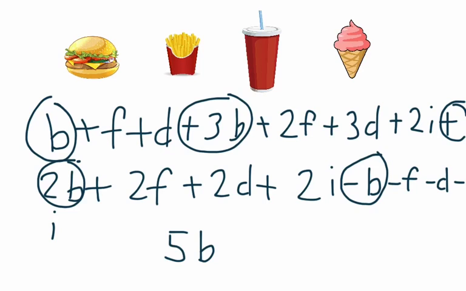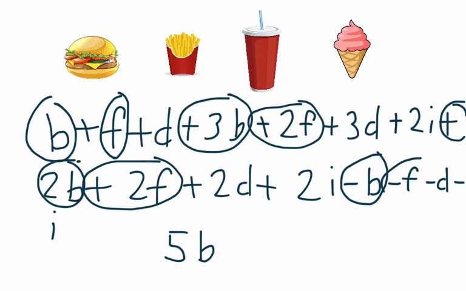So 5 burgers. Then we're going to do our fries. So we have 1 fry, 2 more fries, 2 more fries, but then we're going to take a fry away. So that would be 1 plus 2 is 3, plus 2 more is 5, minus 1 is 4. So we have 5 burgers, plus we're adding 4 fries to the mix. Okay, so we've got 5 burgers, 4 fries in our order so far.